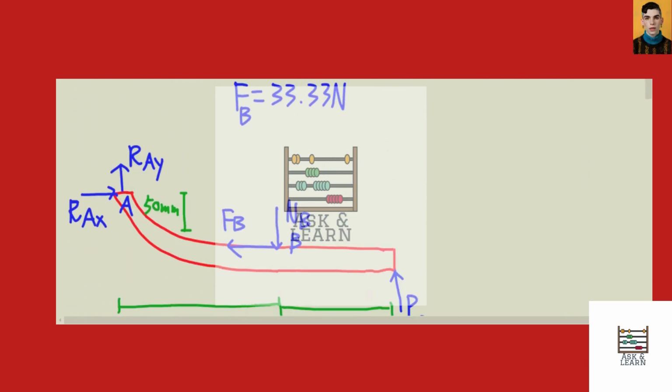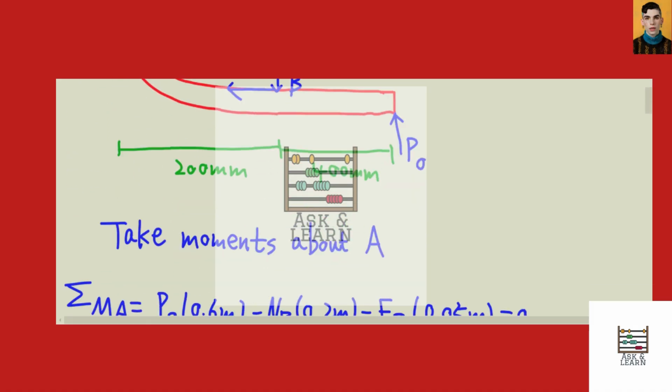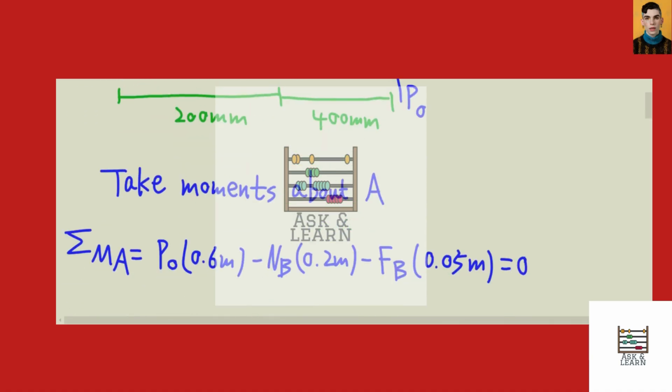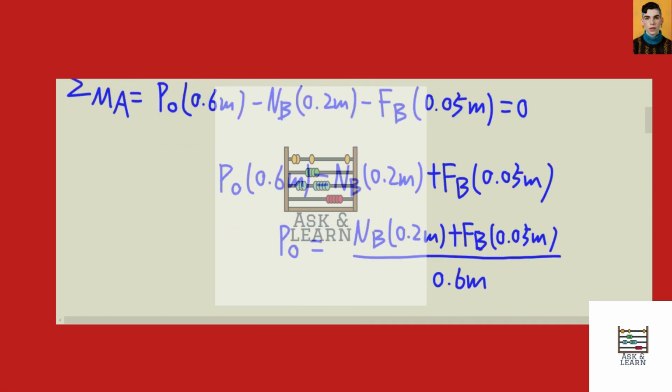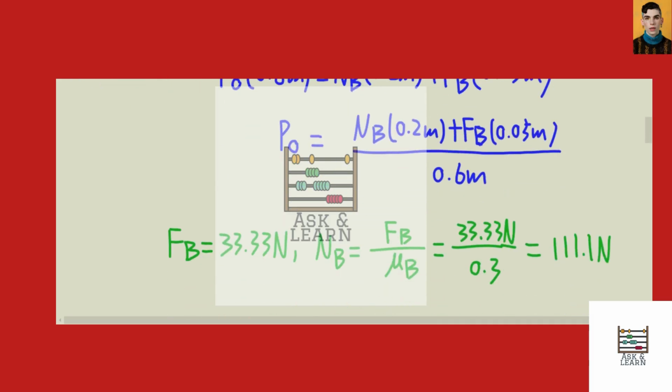So now let's take a look at the free body diagram for the lever. So now let's take a look at the moments about point A. About point A, we still consider the counterclockwise moment positive and the clockwise moment negative. Therefore, we have such an equation here. So eventually we have P0 is equal to NB times 0.2 meter plus FB times 0.05 meter over 0.6 meter. And we know Fb is 33.33 Newton.